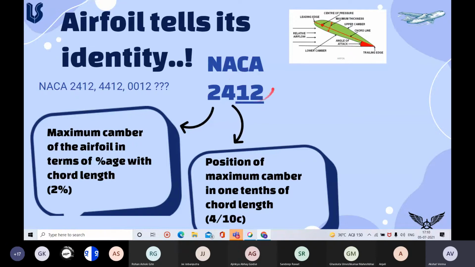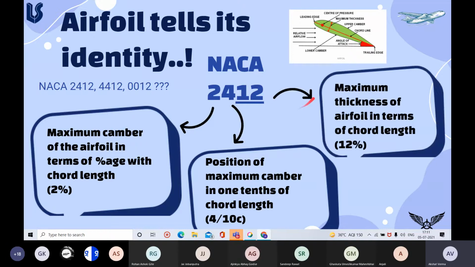And what do the last two digits mean? We have seen what the 2 means, and what the 4, the second digit of the name of the airfoil, means. Now let's see what the last 2 digits of the airfoil have for us. They tell us the maximum thickness of the airfoil in terms of chord length. This is the maximum thickness point.